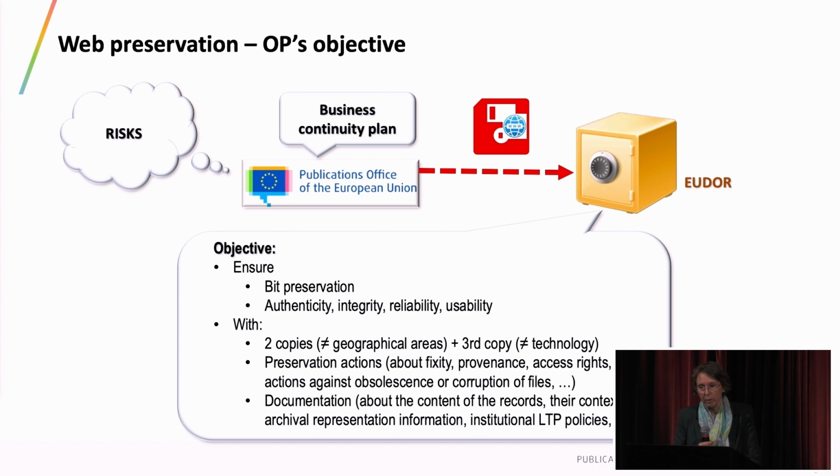But we wanted to do it safely and properly, so ensuring bit preservation, of course, but with everything that goes together with correct long-term preservation. So we should ensure authenticity, integrity, reliability, and usability with 2 copies in different geographical areas, the preservation actions about fixity, provenance, access rights, against obsolescence or corruption of files, and the documentation about the content of the records and so forth.